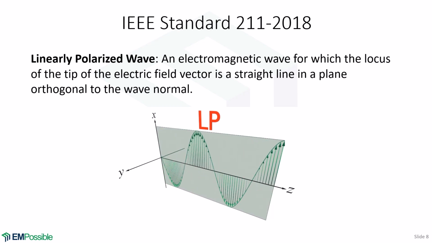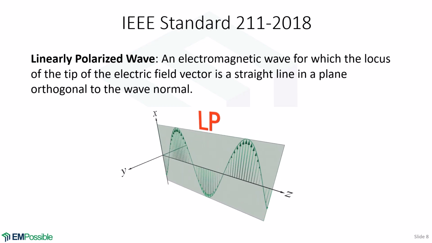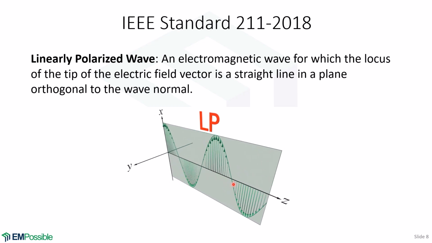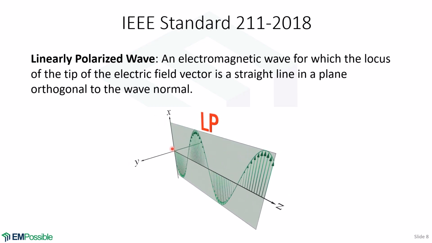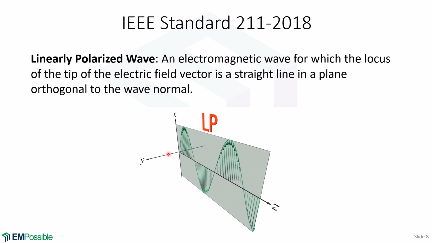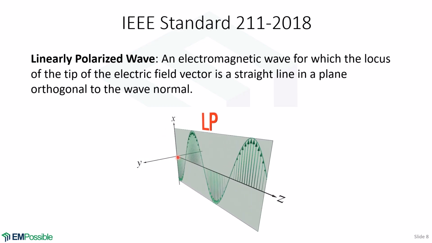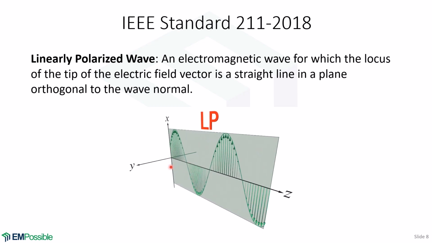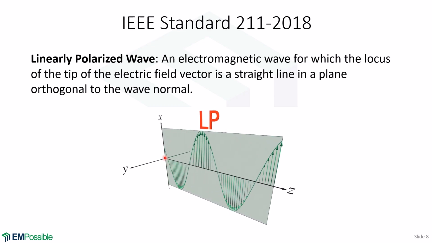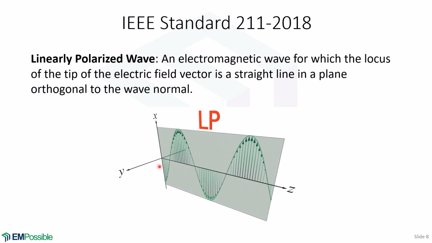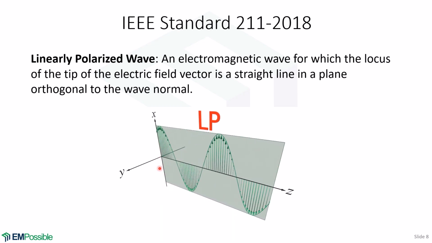Well, okay, so the plane orthogonal to the wave normal is in the z direction. That's the direction the wave is traveling. So in a plane orthogonal, we're talking about the xy plane. And if we were to plot the locus of points, in other words, just record everywhere the electric field visits, it's along the x-axis in this case. And that would form a straight line.